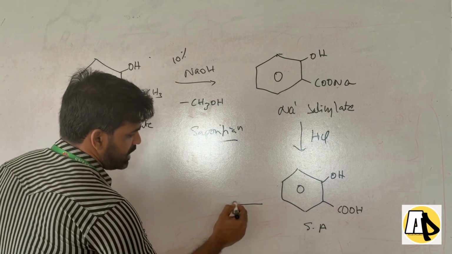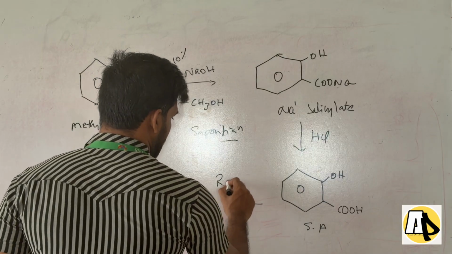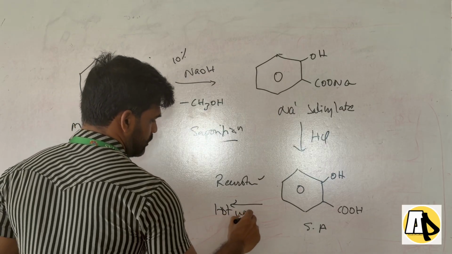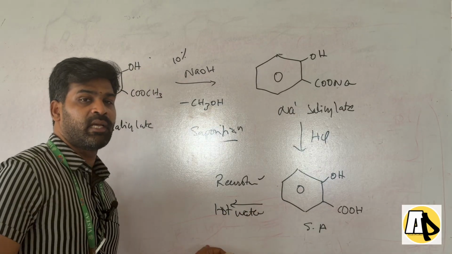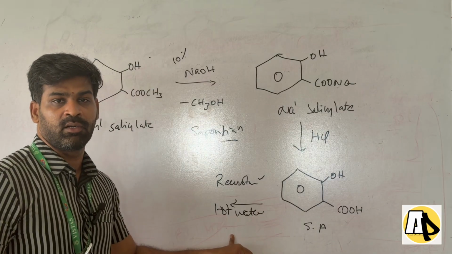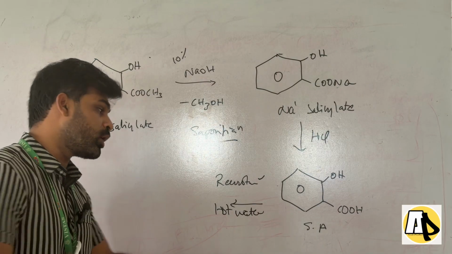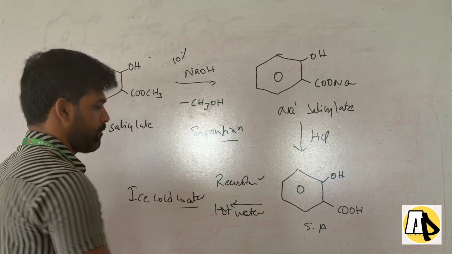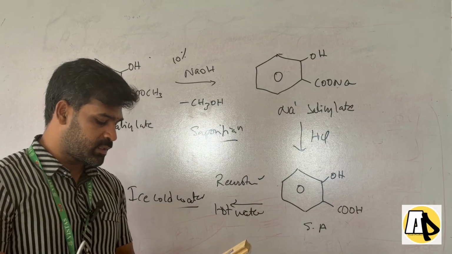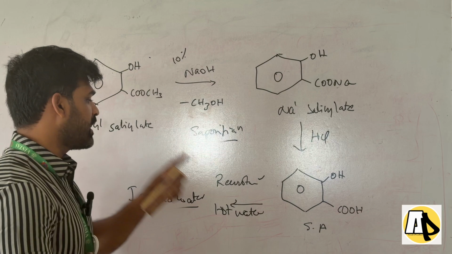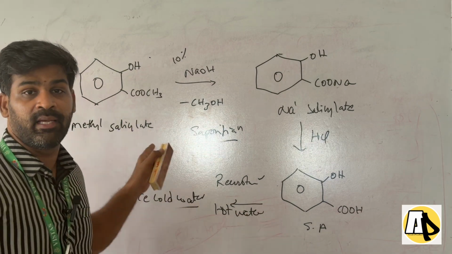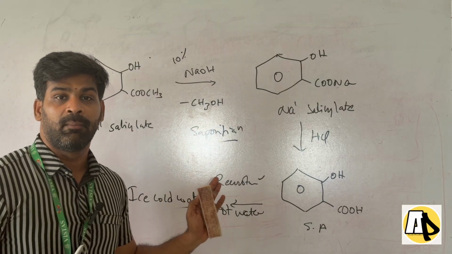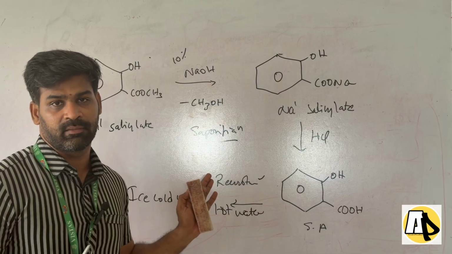And again, when the salicylic acid is formed, you have to recrystallize this with hot water, because salicylic acid is soluble in hot water. It forms crystals in cold water, ideally ice cold water. So this is the entire reaction of salicylic acid forming from methyl salicylate. Now we are going to see the theoretical yield and the percentage yield, practical yield.